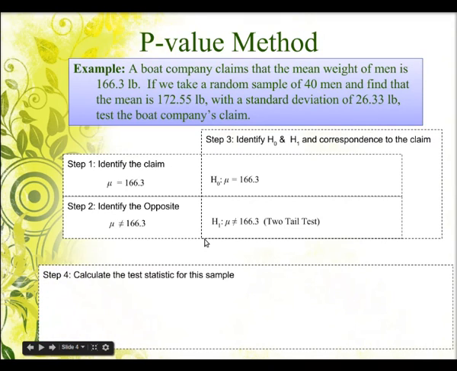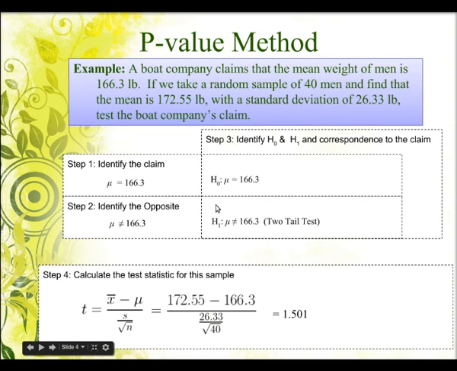So now let's calculate the test statistic using this test statistic formula, where in this case x bar is 172.55 pounds, and our population mean is 166.3 pounds. S, our sample standard deviation, was 26.33 pounds, and our n, of course, was 40 since we sampled 40 men. So throwing all this into the formula, we get a test statistic of about 1.501.